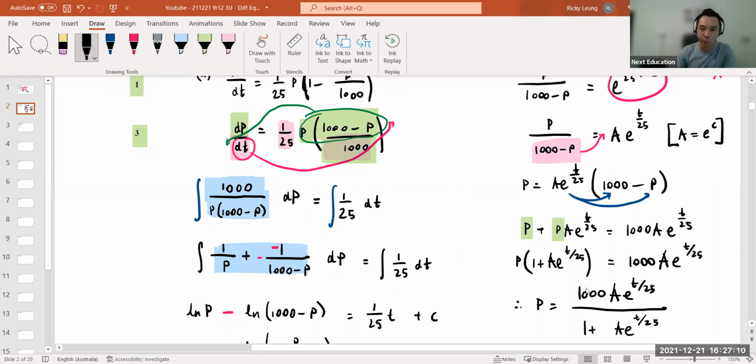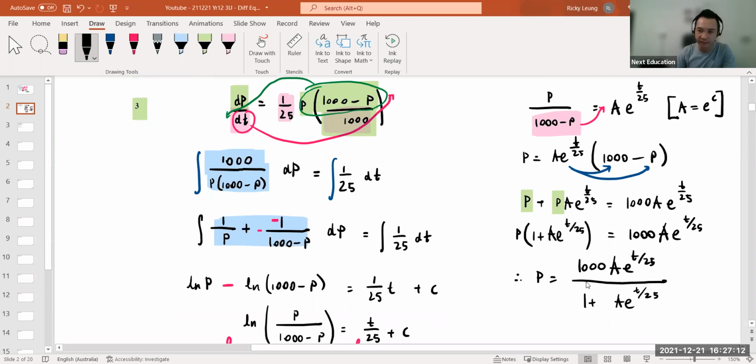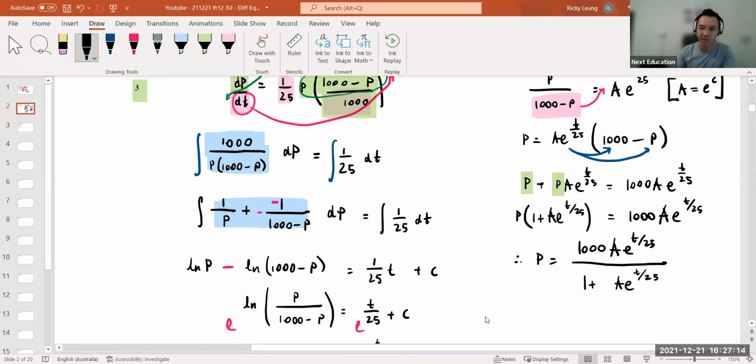Now, what we're going to do is last piece. Can you please divide everything by A e to the t on 25? Divide both top and bottom. Divide this, and divide this. Look what you get. You get therefore P equals, when you divide the top, you get 1,000.